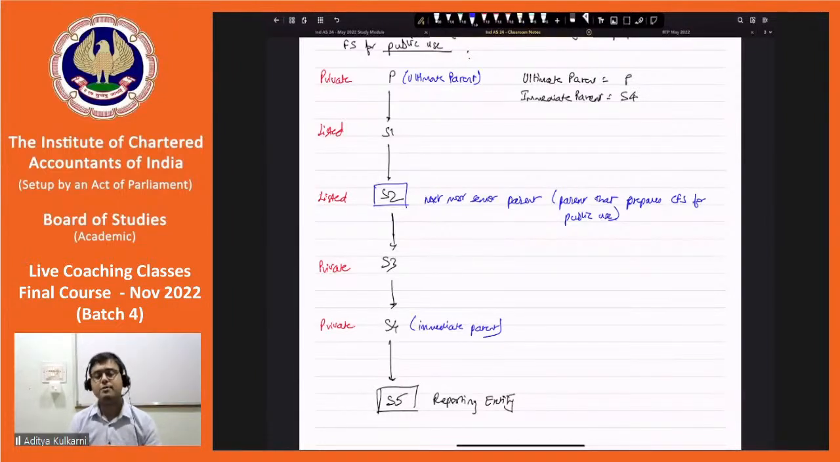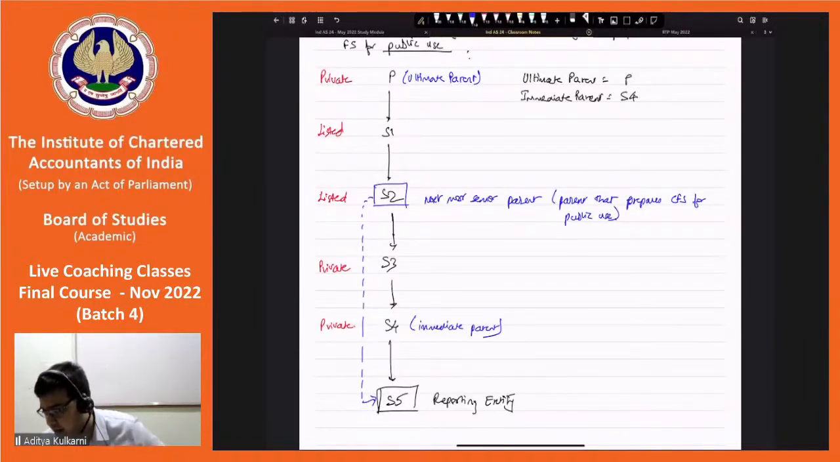You cannot view S3 because it is private. But you can view S2's financials. And in S2's financials, you will clearly have an idea of whatever transactions are entered into between S2 and S5. All these transactions will be disclosed in detail, and that is why the concept of next most senior parent is there, just to understand whether the transactions are disclosed in a proper manner.